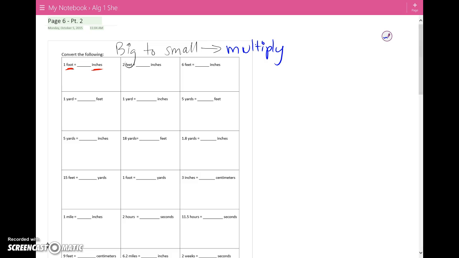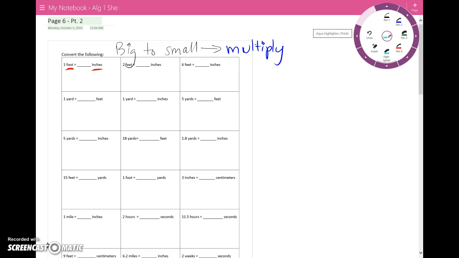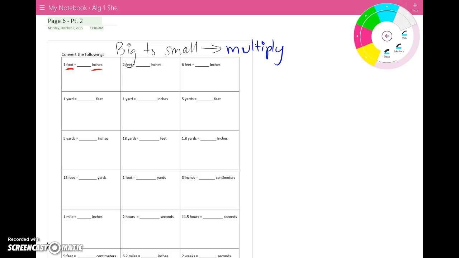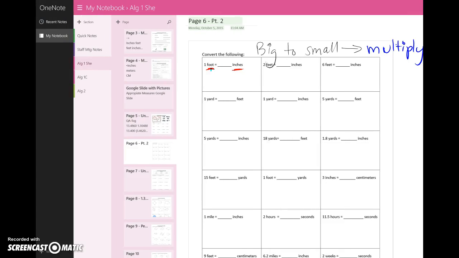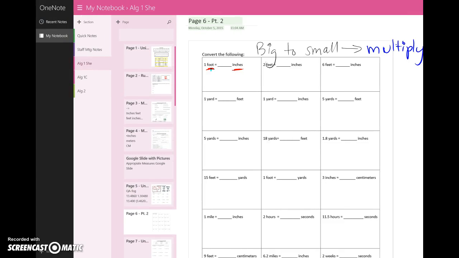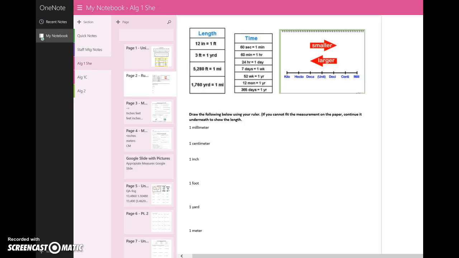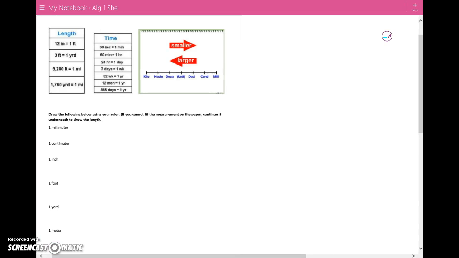Okay? Now take out your blue highlighter, and let's use the thin one. And we need to know how many inches are in 1 foot. Well, in order to do that, if you don't know, you can always flip back a couple pages and find this sheet right here. And if you look right there, it tells you there are 12 inches in 1 foot.